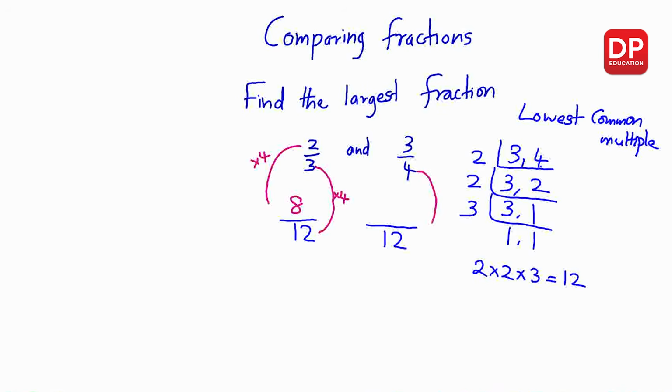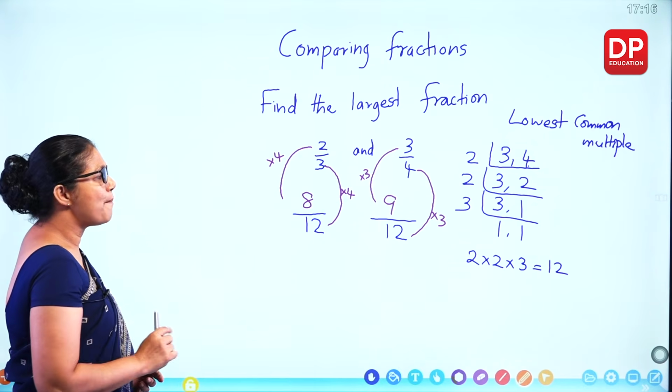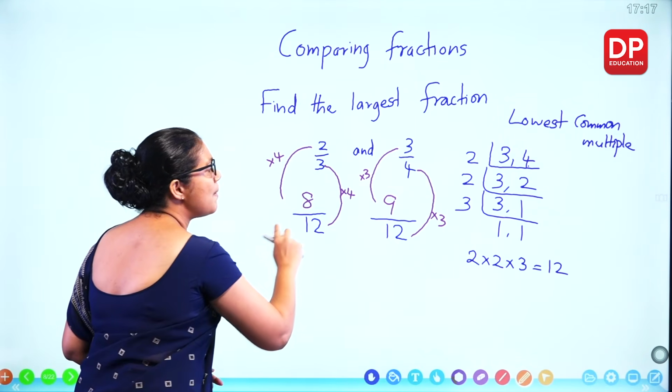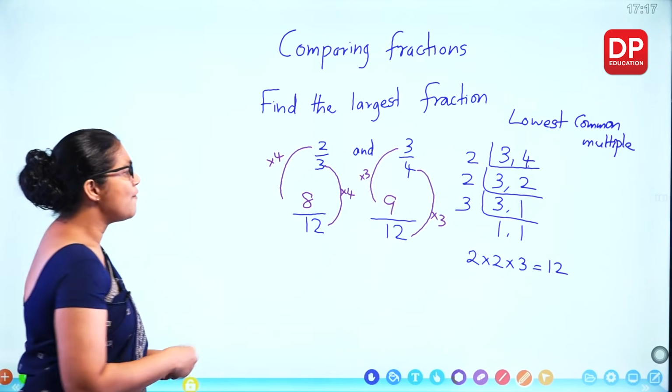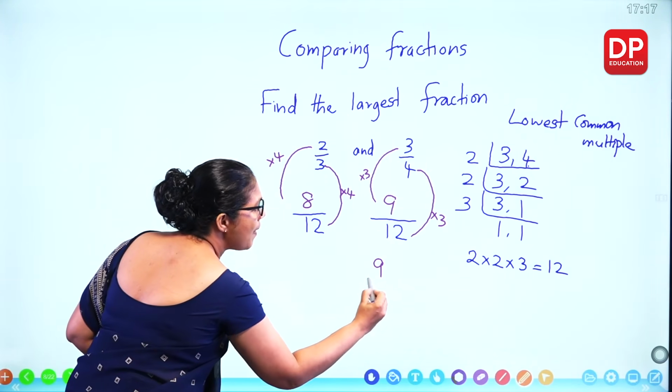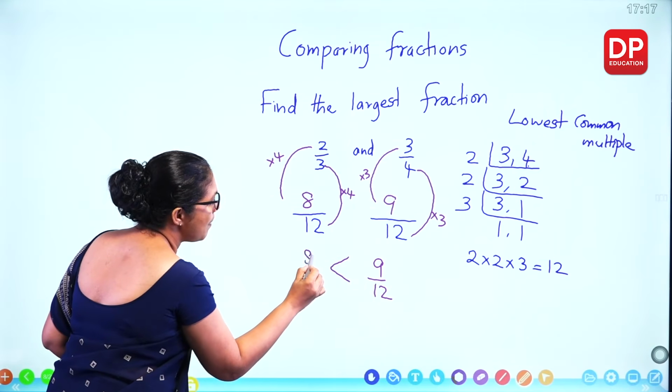We can see you get the denominator by multiplying this by 3. So what you do to the numerator? Do the same thing. 3 times 3 is 9. Now we can see the denominator is the same, numerators are different. Now we can compare. Which one is bigger, 8 or 9? 9 is bigger. So here we can say 9 parts out of 12 is bigger than 8 parts out of 12.